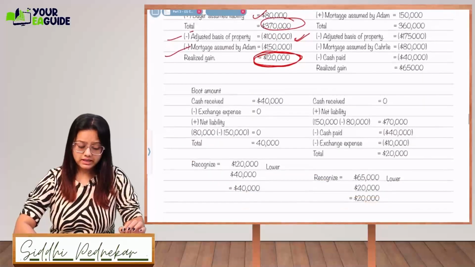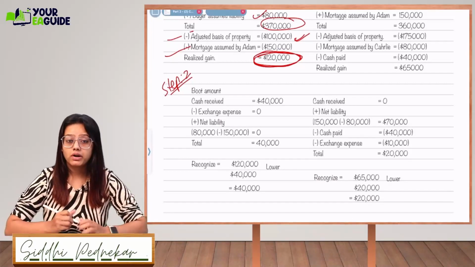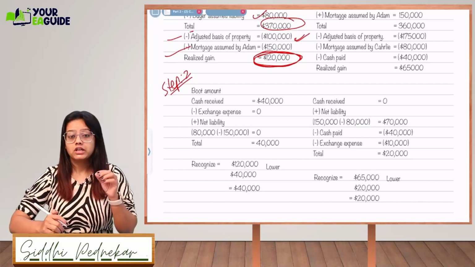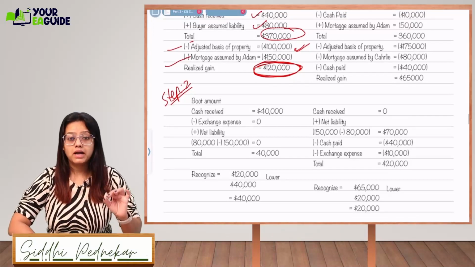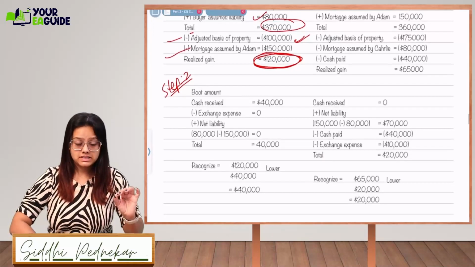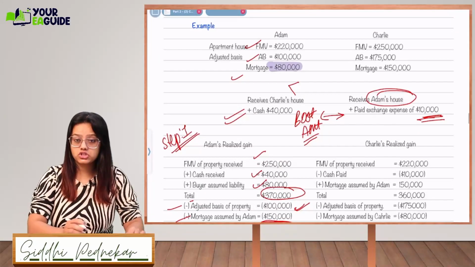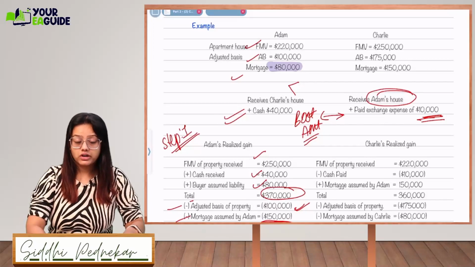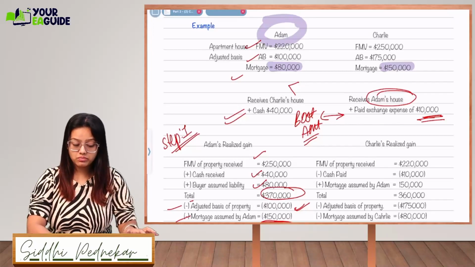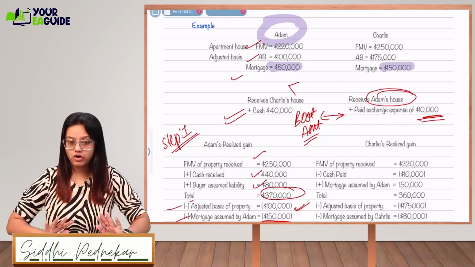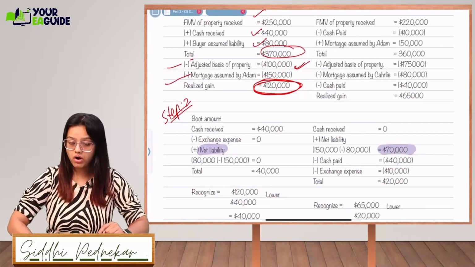Then the second step, Step 2, is nothing but your boot amount. What do you mean by boot amount? Boot amount is nothing but whatever benefits you have received. Cash received. See, Adam has received a cash of 40,000, minus exchange expense, plus net liability. What do you mean by net liability? What liability I have assumed? Adam has assumed 1,50,000, and Charlie has assumed 80,000. So can I say he has assumed a higher liability? So it's not a benefit for him. But for Charlie, it's a benefit. So that's why it will be added in his boot amount.